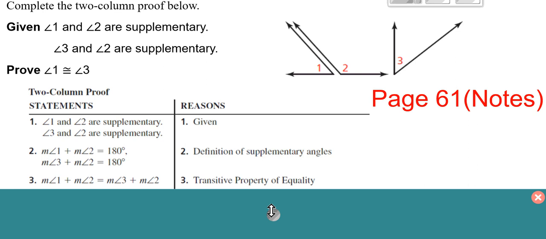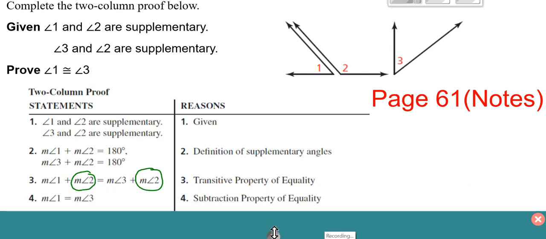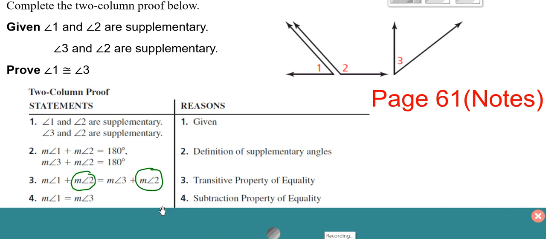Now we have the measure of angle 1 plus the measure of angle 2 equals the measure of angle 3 plus the measure of angle 2. And again, we see that we have the same thing on both sides of our equation. So let's simplify that. Since they're being added, we know that we can do the subtraction property of equality to get our next step. And we have the measure of angle 1 equals the measure of angle 3.